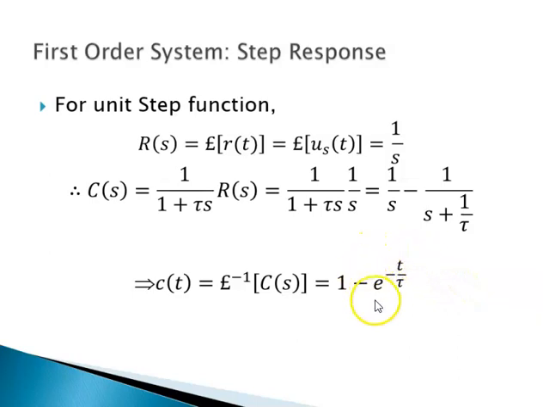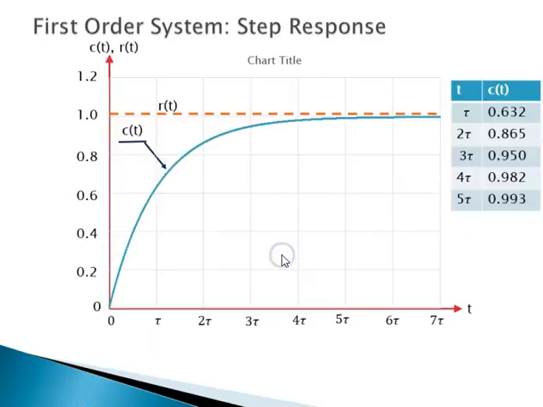At once we can see that this term e to the power minus t by tau goes to 0 as time t increases. So in the limit, c of t approaches 1. We will show this c of t response on a plot here. In this plot, time is plotted along the x-axis in terms of the time constant.